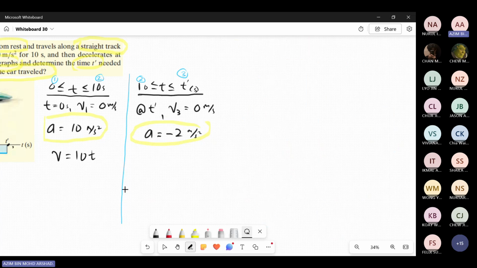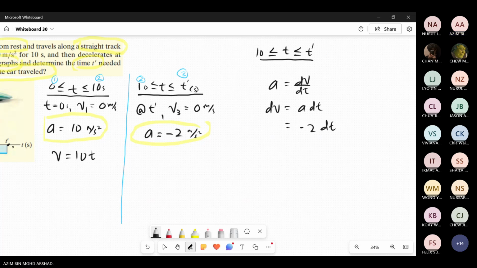Now we need to do the same for this one because it's also a constant A. So again, this is for 10 to t prime, and this applies only to 10 to t prime. So A equals dv/dt again. We bring dt up, we'll get dv equals A dt. And A is minus 2, so we have minus 2 dt. If we integrate the left side, we need to integrate the right side. This is integration without limit, so we will have v equals negative 2t plus c.